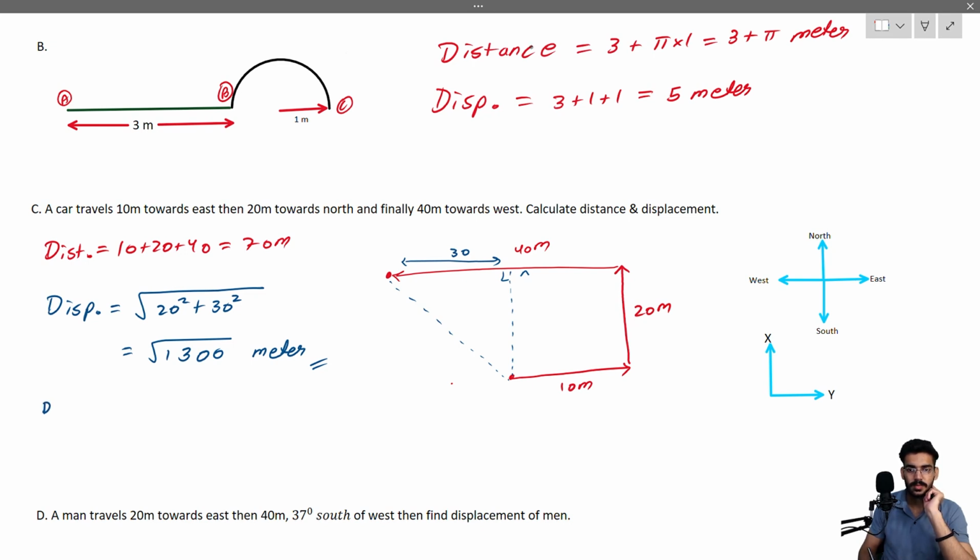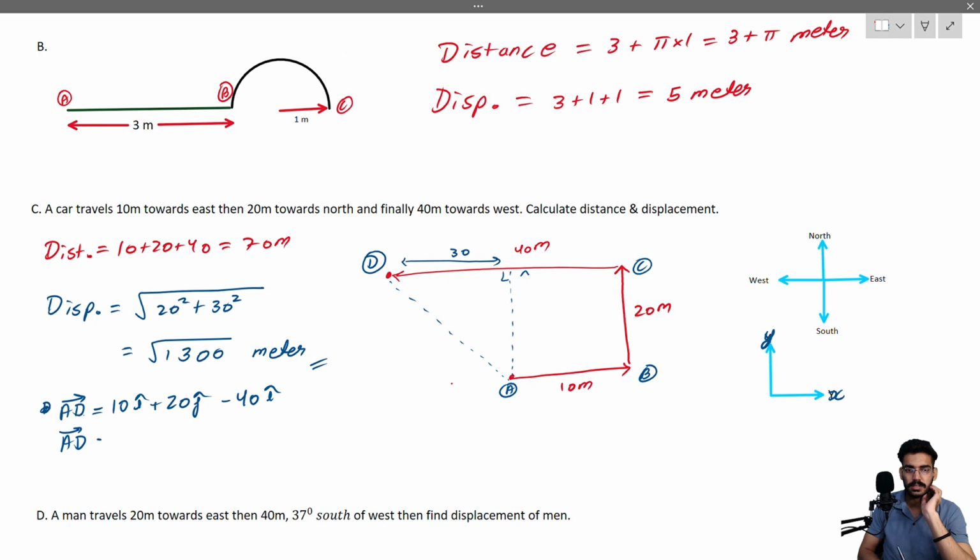So let's mark this point as A, this point as B, this point as C, this point as D. So we have to calculate what? AD vector. D is the final point, and A is the initial point. This vector is the sum of these. If you take x, y, sorry, this is x, this is y. In x direction, 10 i cap. Then you moved this side 20 j cap. Then you moved 40 this direction, means minus 40 i cap. The sum of all this is the displacement only.